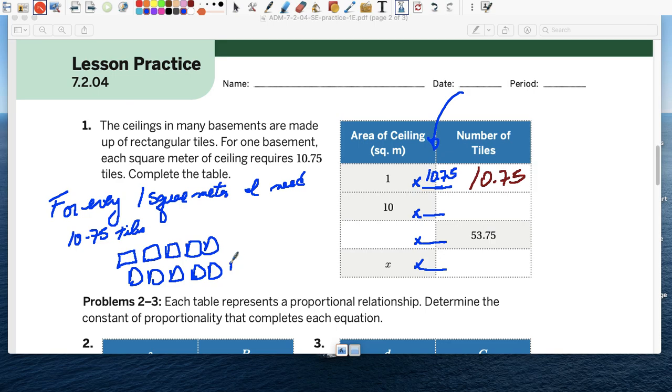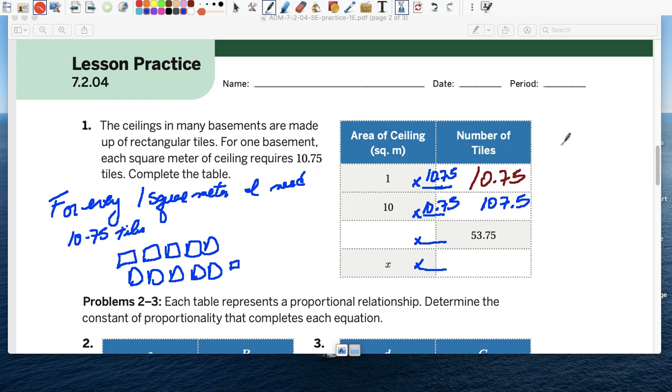Let's see if I can draw it better. There, a little bit less, right? 10.75. So now that I have that number, look how easy it is. What if I have 10 square meters? How many tiles do I need? Well, times 10.75, which means I'm going to need 107.5 tiles. Okay, 1 second. Unit rate makes life a million times easier.